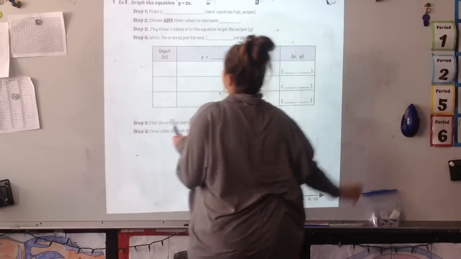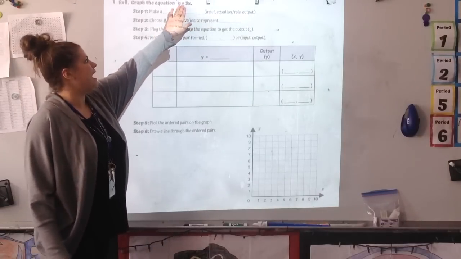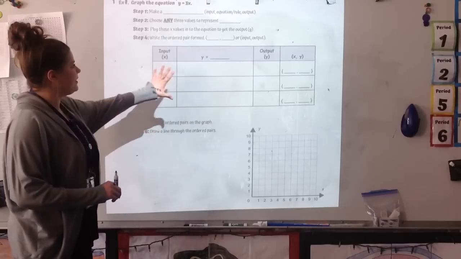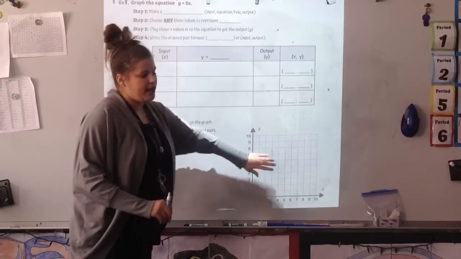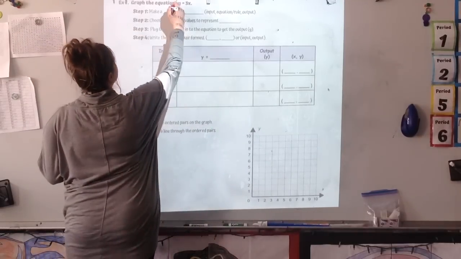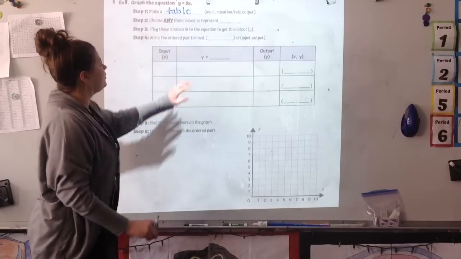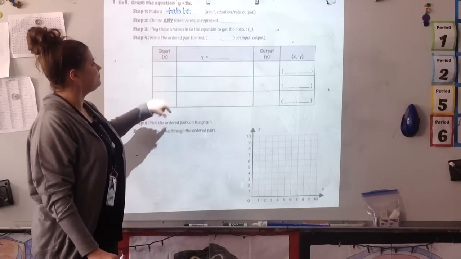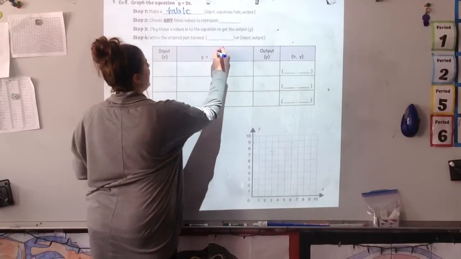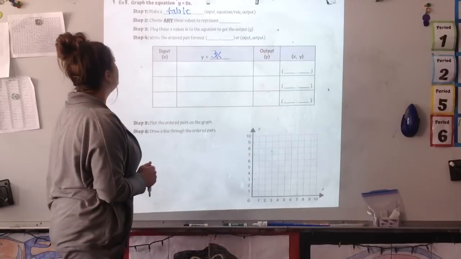All right, so for example 1, we are going to be graphing this equation, y equals 3x. So there's a few steps that you need to take to complete the whole problem. You're going to be filling out a function table and graphing. So the first thing you need to do is make a table. In the table, you're going to include the input, which would go in this column, the equation or rule, which you can plug in right here, and it's given for you, y equals 3x, and then your output value.